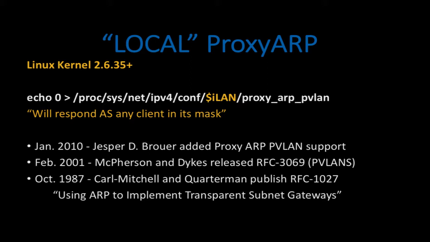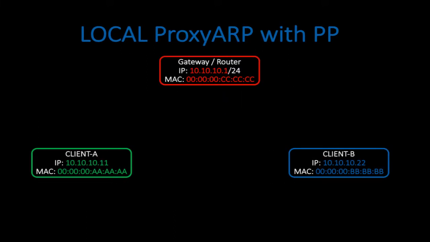And you can actually see the dates here. It was added in 2010. The private VLAN section of it was first thought up in 2001. And the original idea of just ProxyARP, which is something a little bit different than local ProxyARP, was in 1987. So it's really old, right? So we're going to do the exact same thing, except we're going to do it on a switch with protected ports enabled and with local ProxyARP on our router, okay?